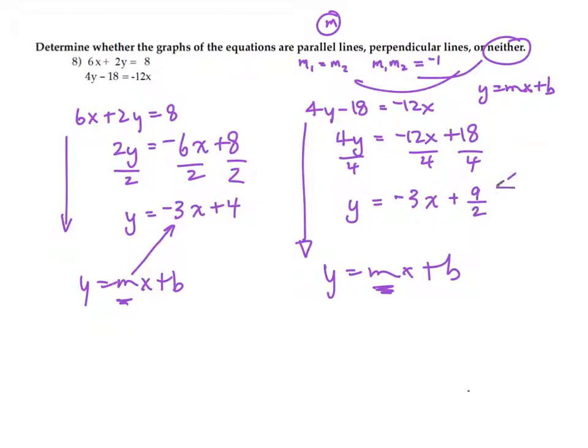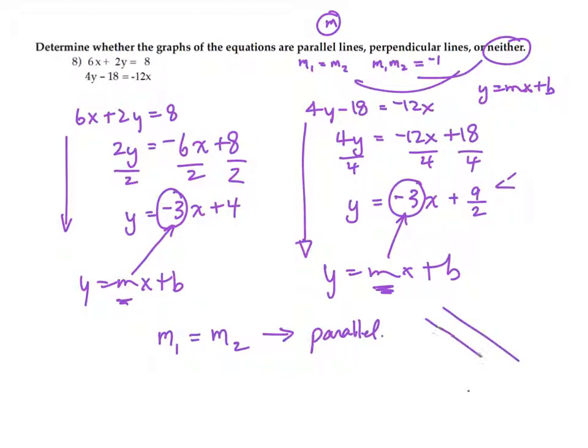This one doesn't really matter, though, because what I'm looking at is that right there. So that slope is negative 3. The slope over here is also negative 3. So since the slope of the first line is equal to the slope of the second line, that means these lines are parallel. On a graph, they would look something like this. But they'd be parallel lines, railroad track, that kind of stuff.